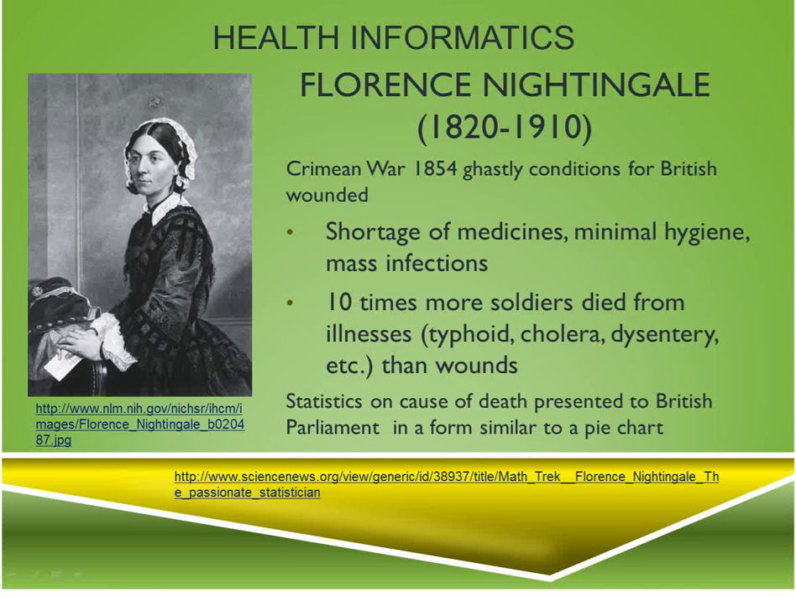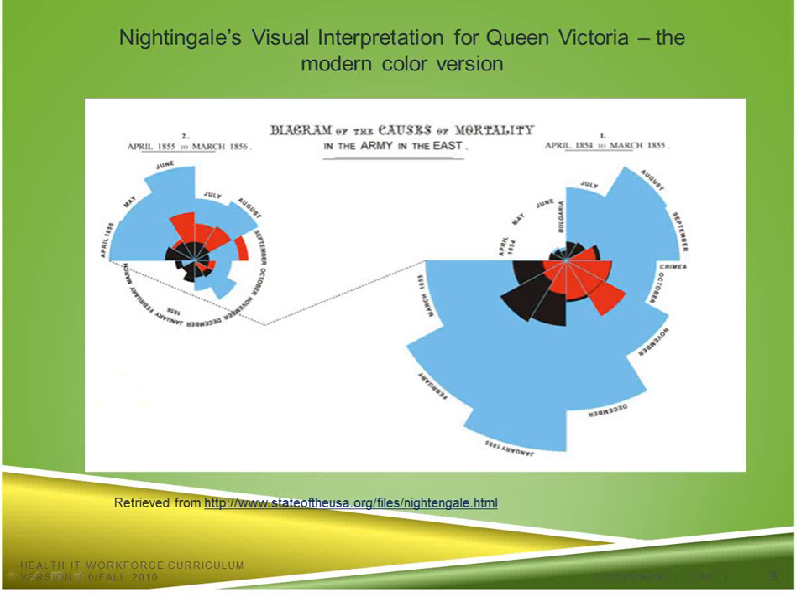So she took her database that she had created and she was able to put it into a pictorial format. And this visual interpretation she was able to present to Queen Victoria helped someone who couldn't crunch all the numbers see visually what was going on, and it has a very powerful impact.